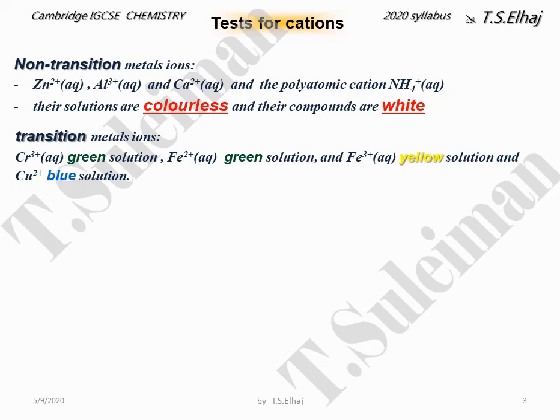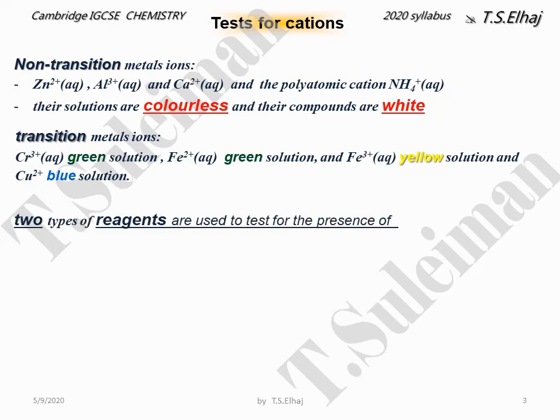As you see here, chromium 3 is green, iron 2 is a green solution, Fe3+ solution is yellow, and Cu2+ solution is blue. Because all non-transition metal ions are colorless, we cannot identify any of these ions by looking. Also for transition metal ions, in many cases it will not be clear from the color which ion it is, especially for chromium and iron 2 ions.